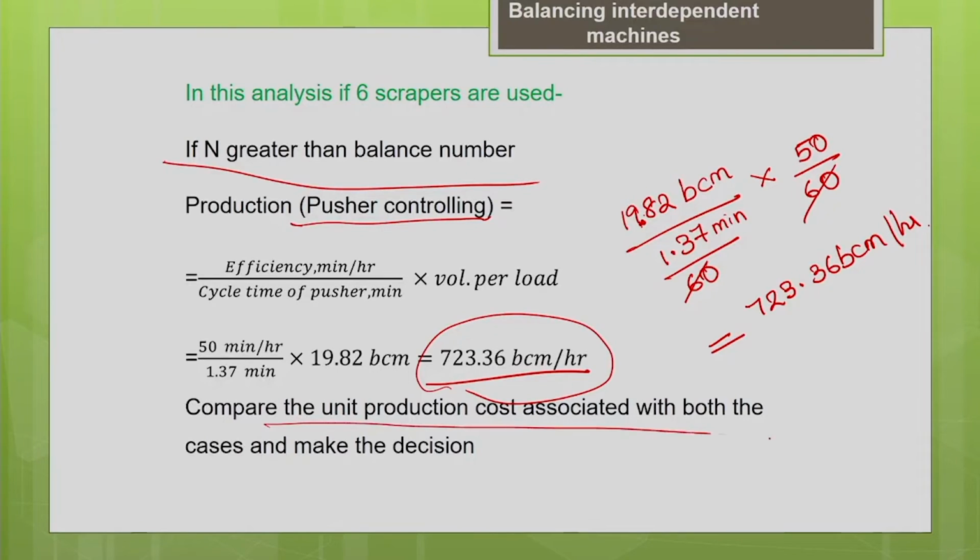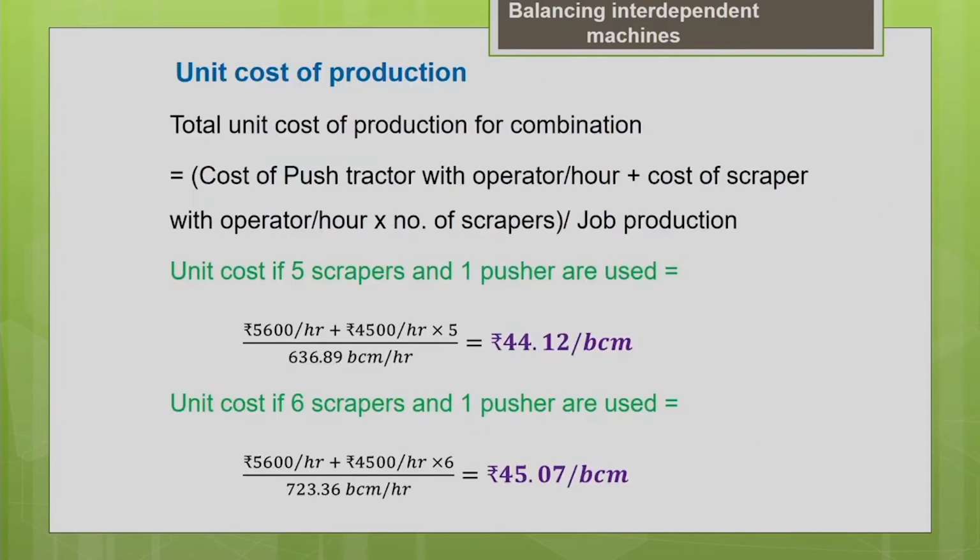But very often we see that people are more concerned about the cost only. So people prefer the combination which gives them minimum production cost. Okay, so that is why now let us compare the unit production cost associated with both the cases, and then let us make the decision. Let us now estimate the cost.